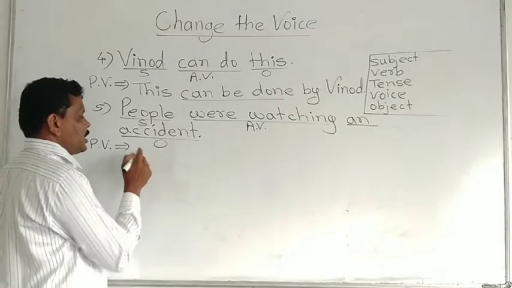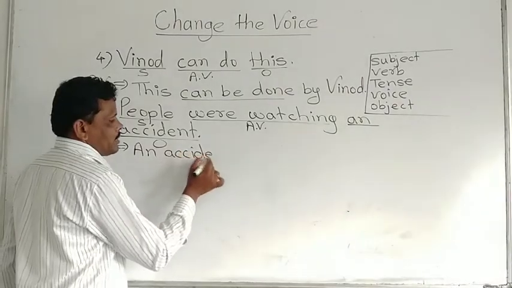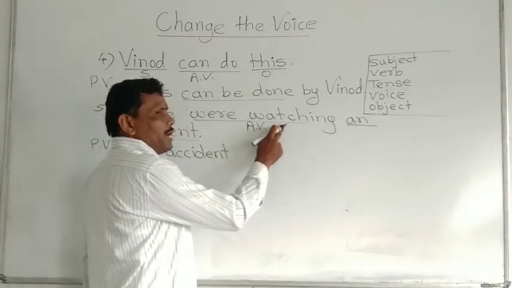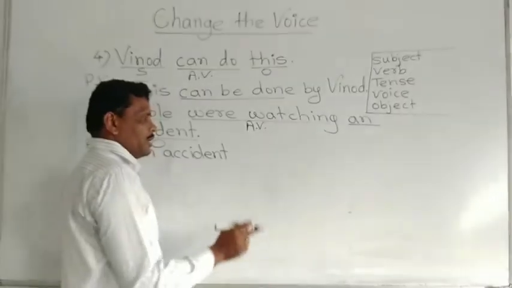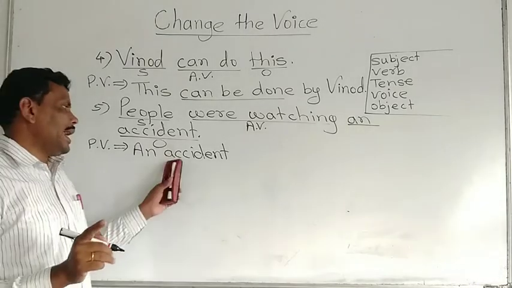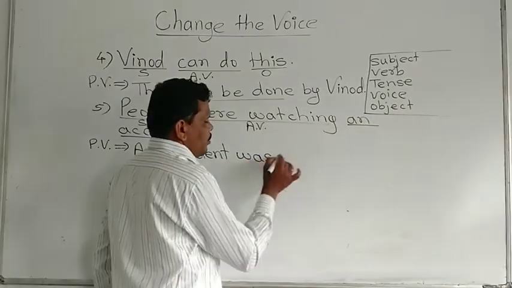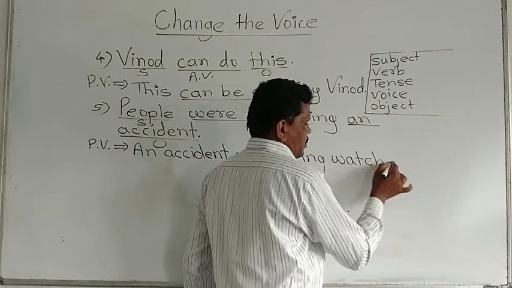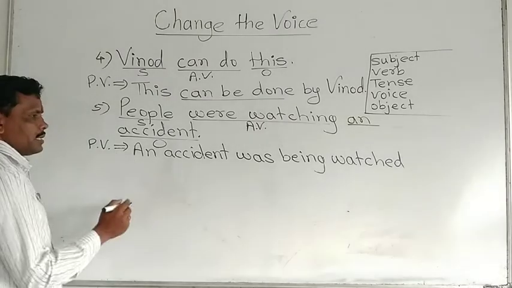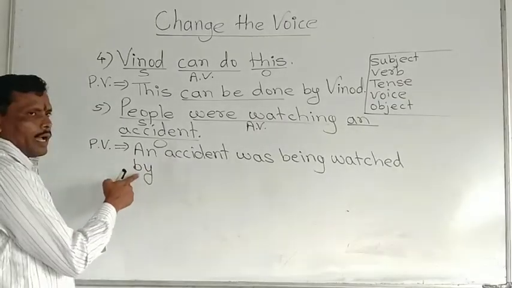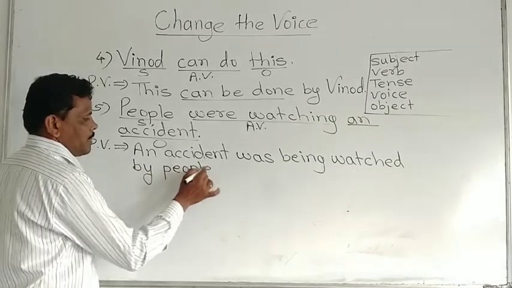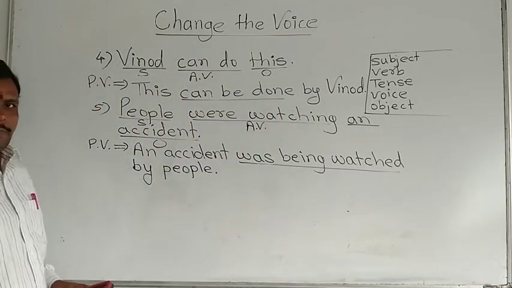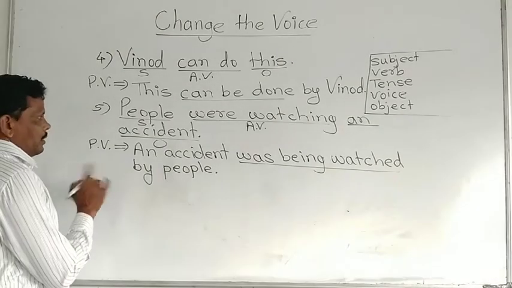While changing, we have to place the object at first, and accident, this is the object, placed here as a subject. Then were plus watching, past continuous, active form is given, its passive form is was plus being plus V3, and accident is a singular subject, so was plus being plus V3 of this watching. What is the V3? Watched, right? And then what remains? The subject remains. The subject should be placed at the end after by people. P must be small and last full stop. Was plus being plus V3, this is the passive voice, correct? Okay, next example.